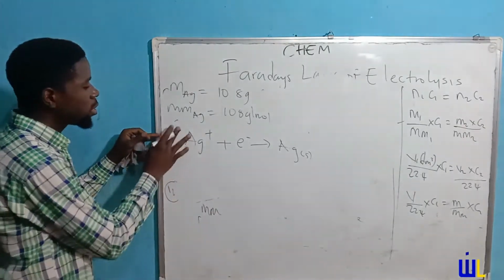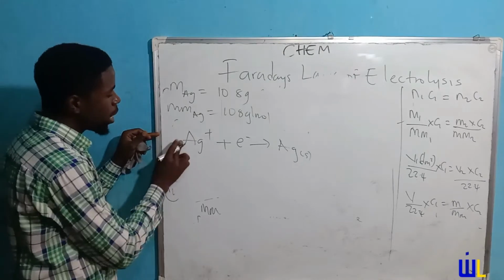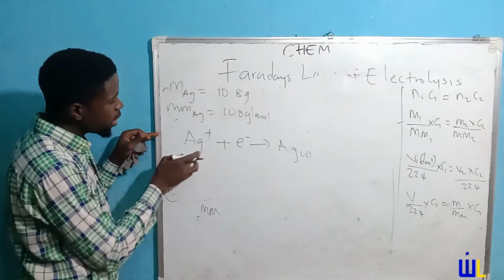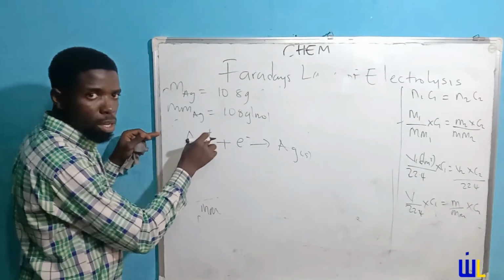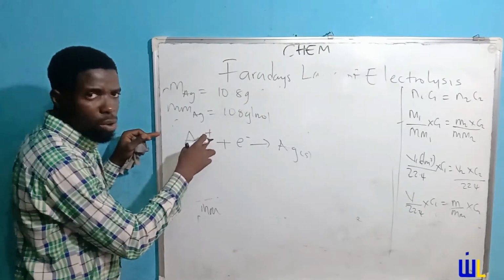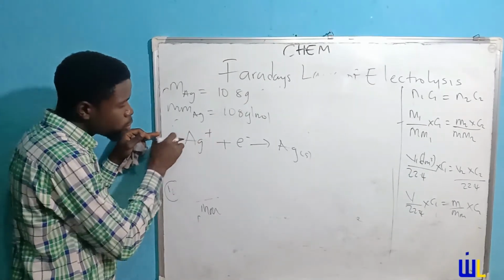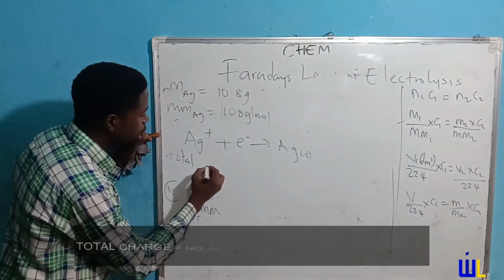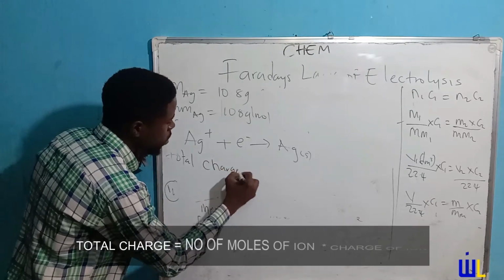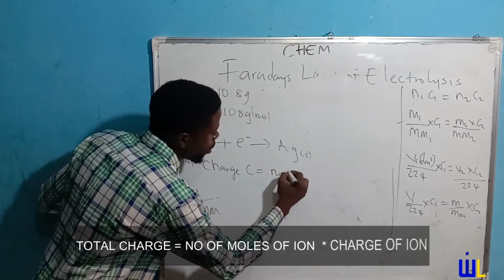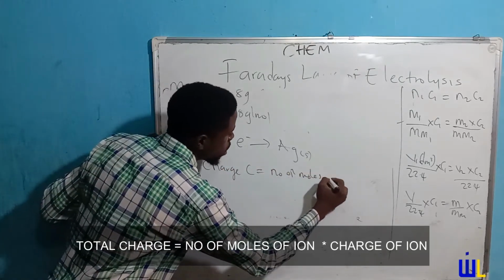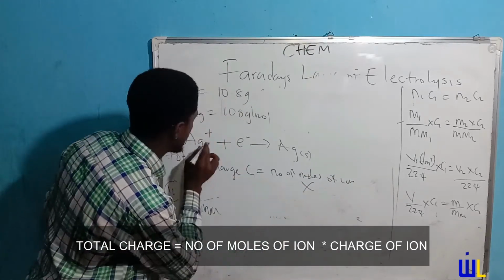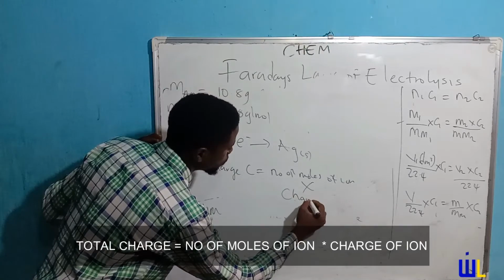Now, the total charge C is gotten by the product. When you look at this particular scenario, you will notice that the ion has +1. That is the charge of the ion. But when you're looking at the total charge, you are multiplying number of moles by the charge. So total charge C equals number of moles of ion multiplied by the charge it carries.